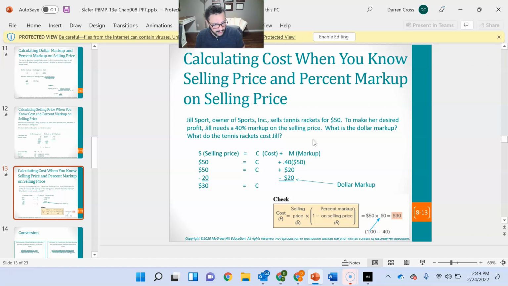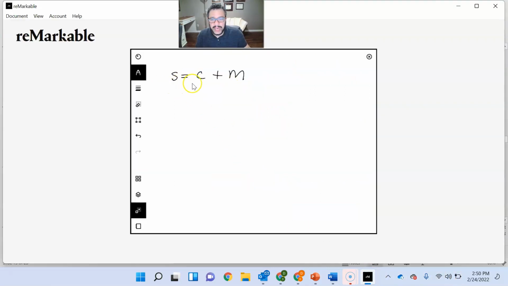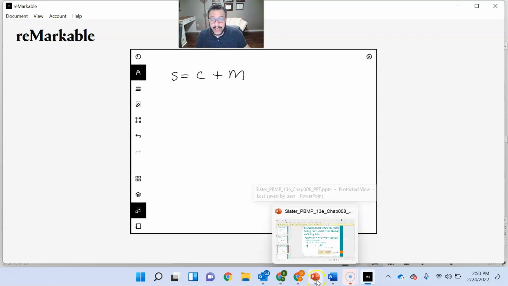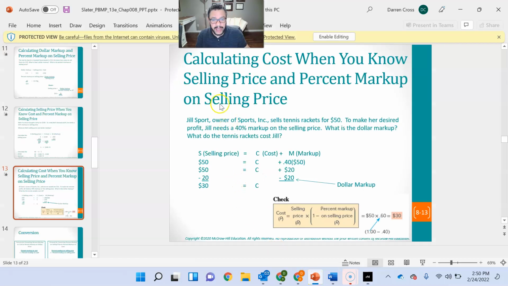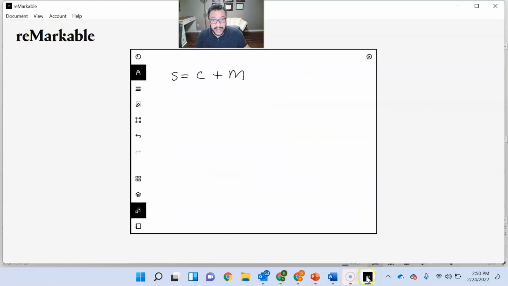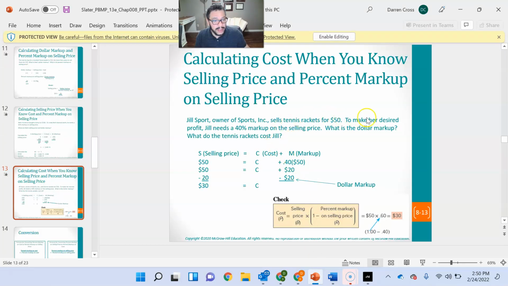I'm going to go ahead and fill it out. As we're trying to fill this out, we need to know what we know. Selling price equals cost plus the margin. So let's see, what do we know? She sells the tennis rackets for $50, so let's fill that in. We know that the selling price is $50. To make her desired profit, she needs a 40% markup on the selling price.